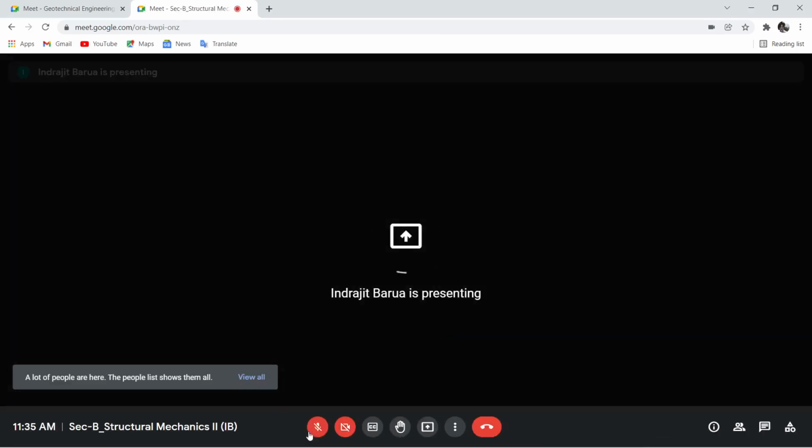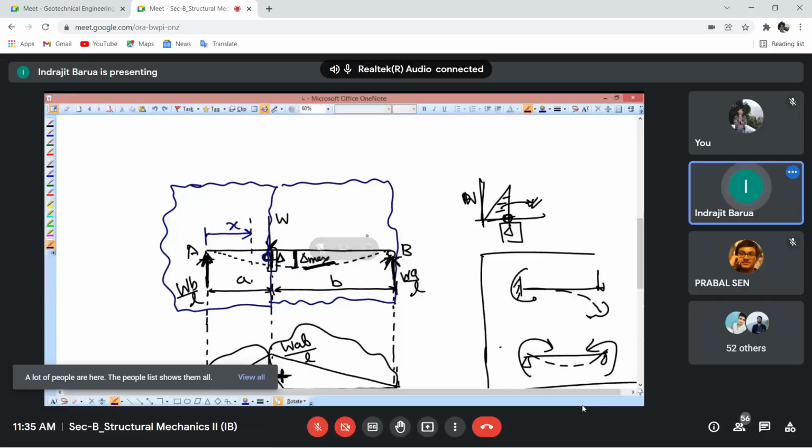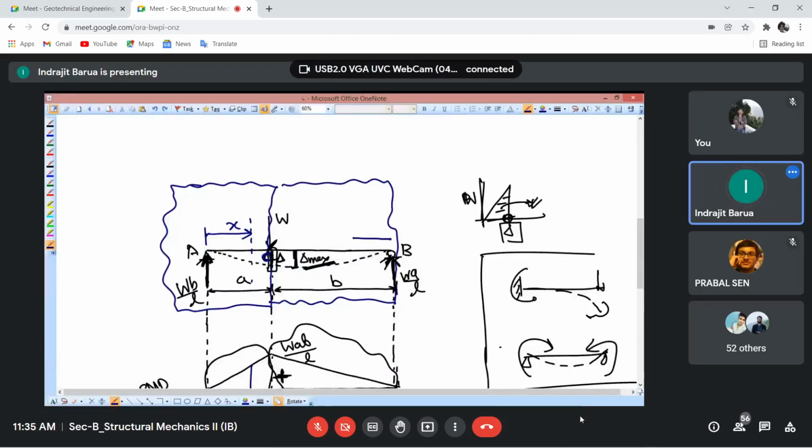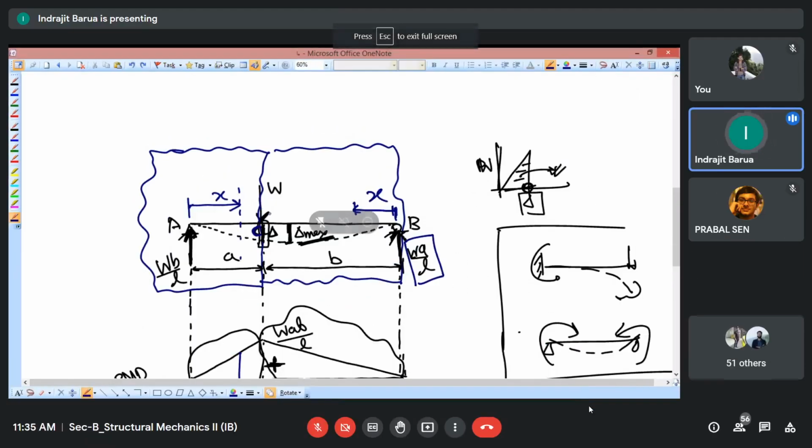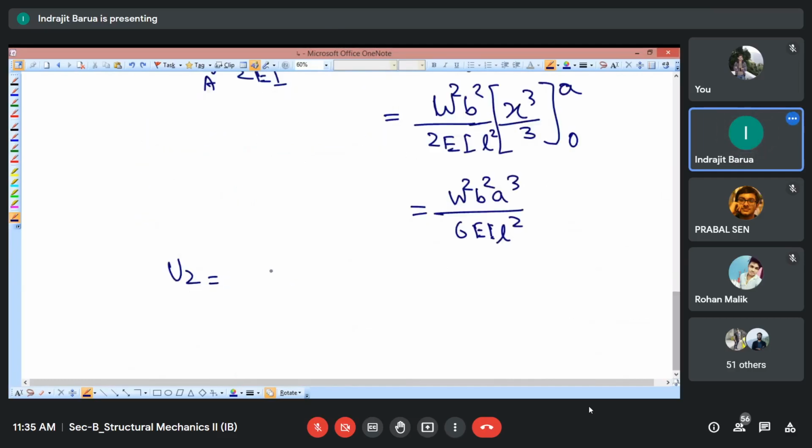The second one, U2. For the second one, I will make things simple by taking the X from this direction, from this side, because here also I'll get the same expression. If I take it from this side, you can try it at home, you will get multiple expressions. So it is easier to take from the right side. So here I'll get the expression as how much? WA by L into X, the whole square by.